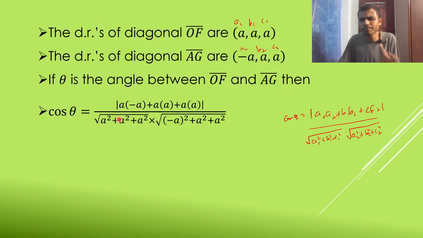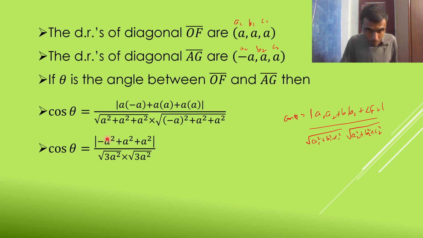Under root of A1 square plus B1 square plus C1 square, that's going to be a square plus a square plus a square, into under root of A2 square plus B2 square plus C2 square. That's going to be minus a whole square plus a square plus a square. Hope you got how things work. Now after this it is just simplification. a into minus a is minus a square, a into a is a square, a into a is a square. So here I'd get 3a square. Here also minus a whole square is a square, and a square plus a square plus a square is going to be 3a square.